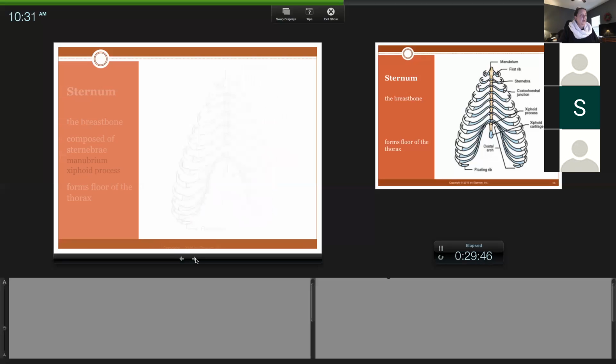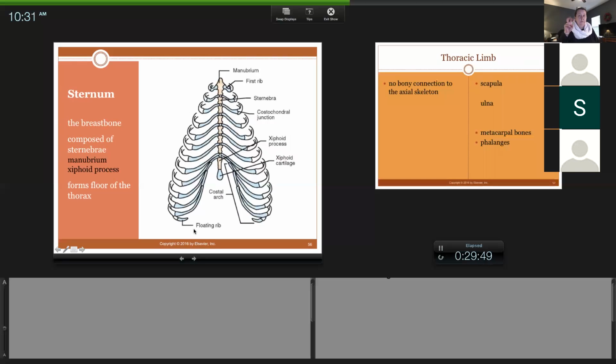And then I've already talked about the floor of the thorax is the sternum. And the cranial aspect is the manubrium. The caudal aspect is the xiphoid. And you need to know those two landmarks because we use them all the time to explain locations of things and such.